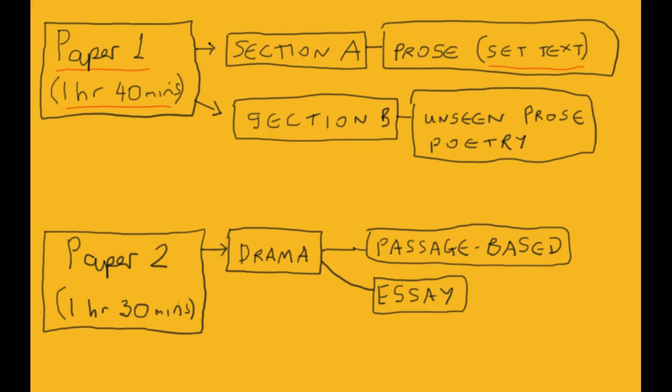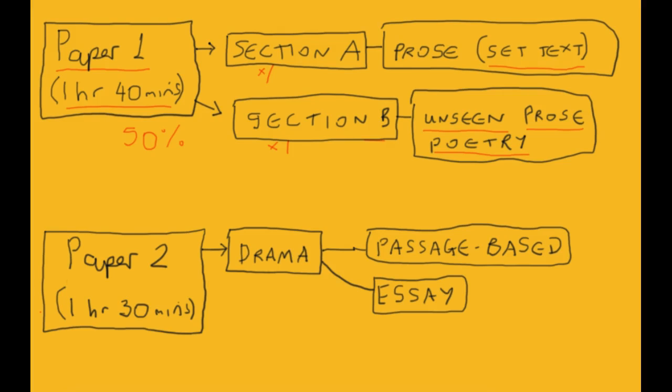And then you will also have Section B, and that is what we call the unseen section. And that is something that you have not seen before. And that can either be a passage-based question on prose, or it can be answering questions on poetry. Now, this paper is worth about 50% of the marks, and you will answer two questions. You will answer one question from Section A, and you will answer one question from Section B, so two questions.